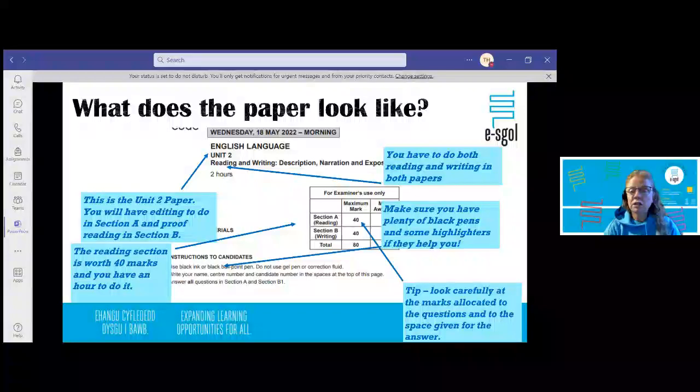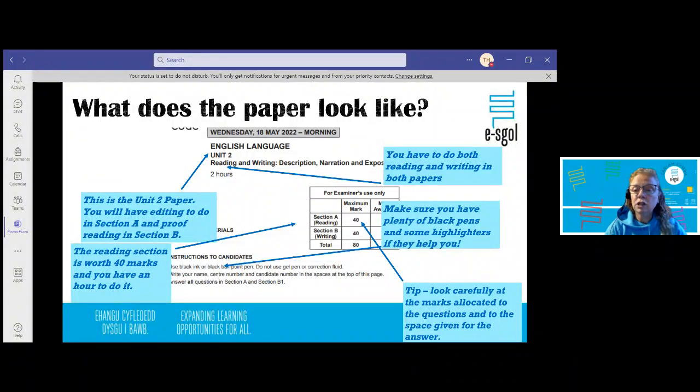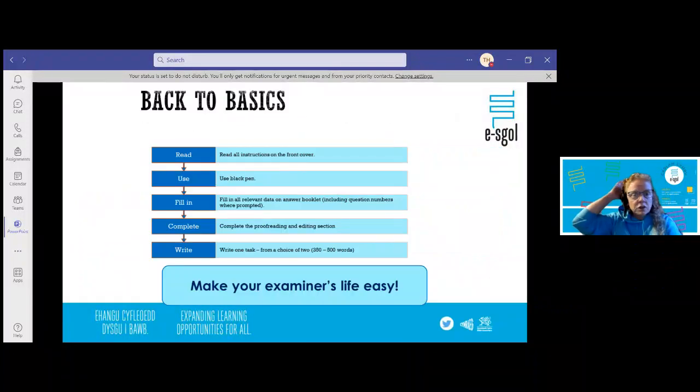Always look at the questions and look at the marks allocated so that you know how much you're being expected to write. As a really easy reminder, if you make your examiner's life easy, they're going to be in a good mood when marking your paper. So read all the instructions on the front cover, use your black pen, fill in everything on the answer booklet, including the question numbers, and make sure you fill in every section that you've got.